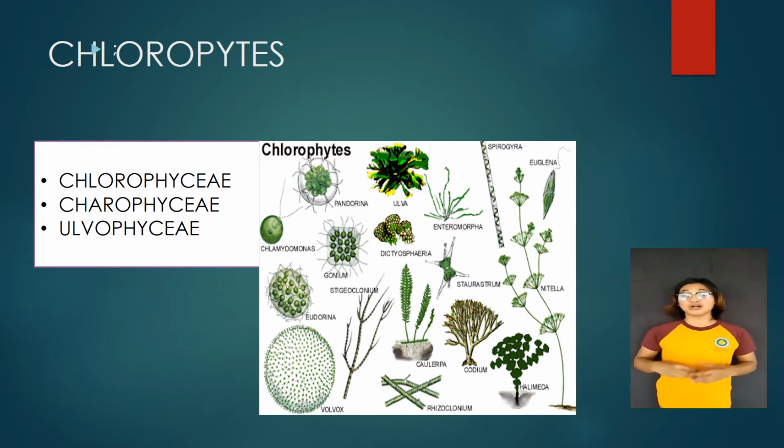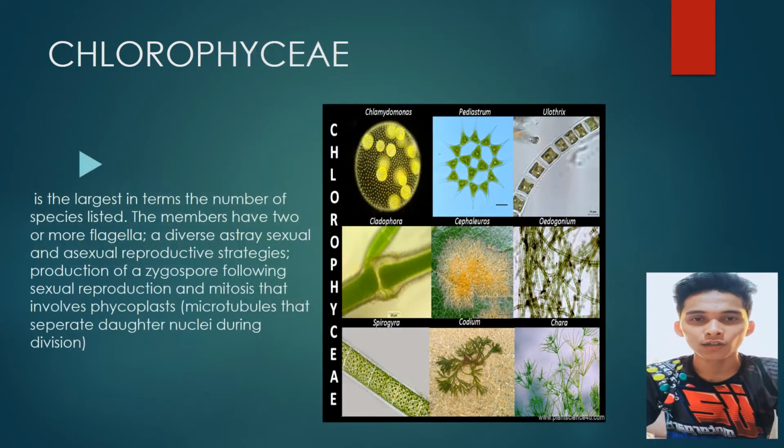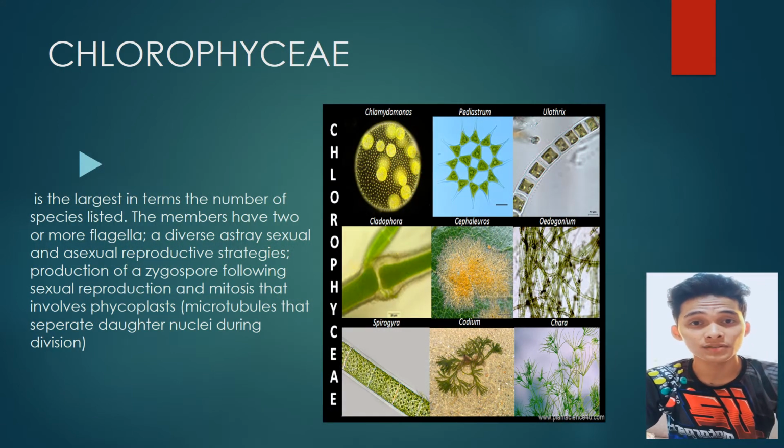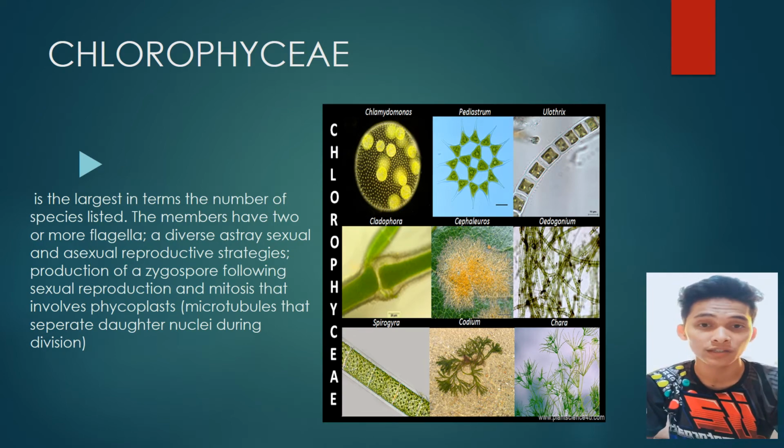Living species of chlorophytes are grouped into three classes. Chlorophyceae is the largest in terms of the number of species listed. Its members have two or more flagella, diverse asexual and sexual reproductive strategies, production of a zygospore following sexual reproduction, and mitosis that involves a phycoplast, microtubules that separate daughter nuclei during division.